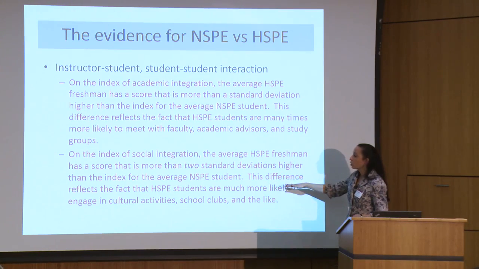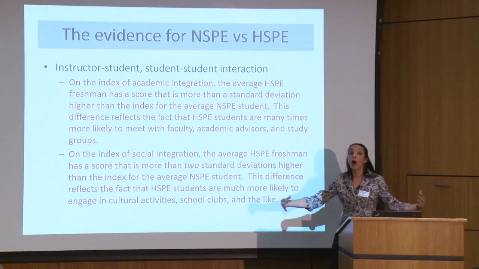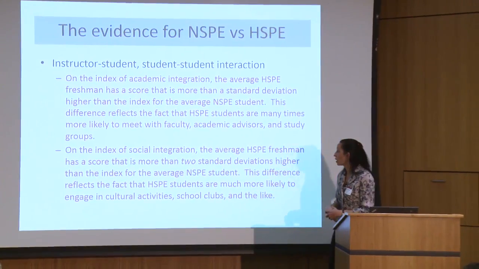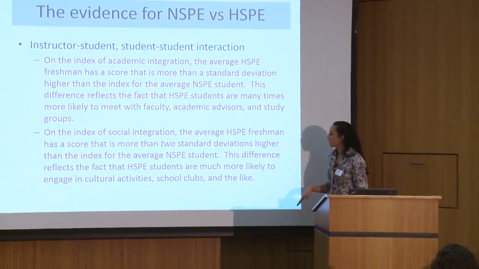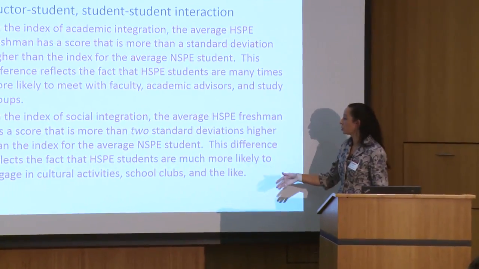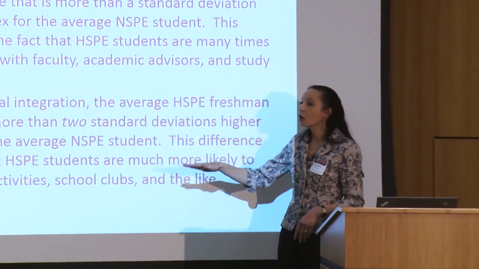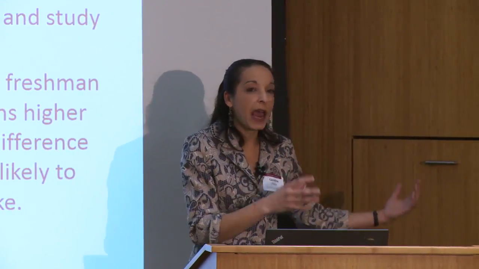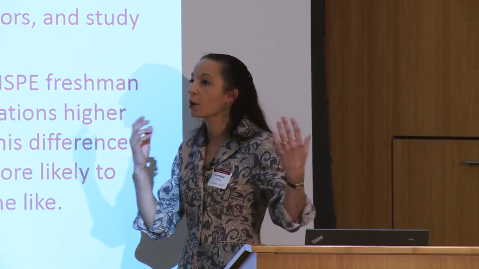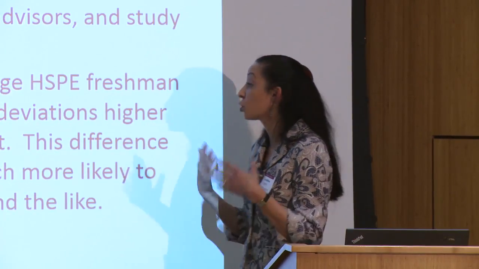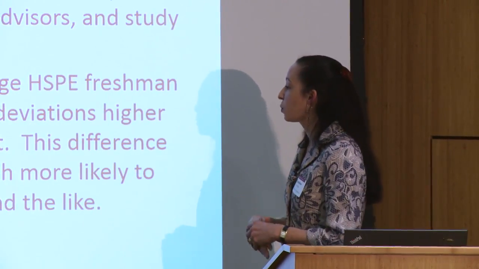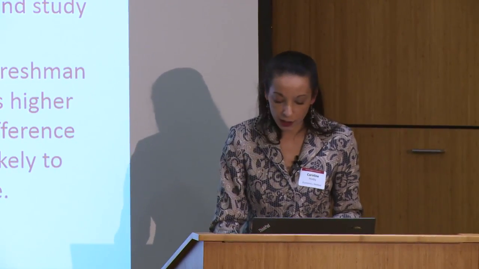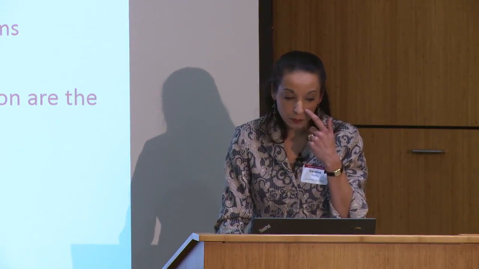If you look at social integration, the difference is even wider. It's 2 standard deviations on the index of social integration. And that reflects things like the fact that students at highly selective institutions are much more likely to engage in cultural activities with their fellow students. They're more likely to play in the band, the orchestra, be in theater, do intercollegiate sports, do non-intercollegiate sports, school clubs, and the like. Okay, so their social integration is very different as well as their academic integration.